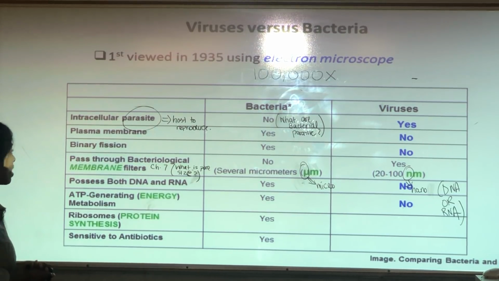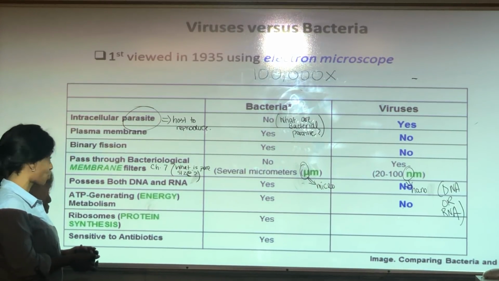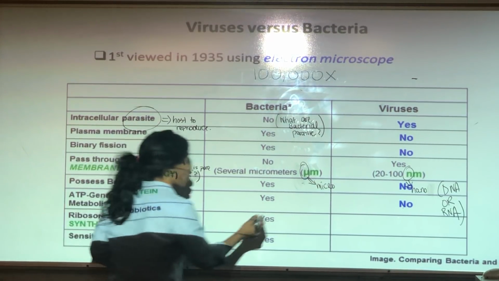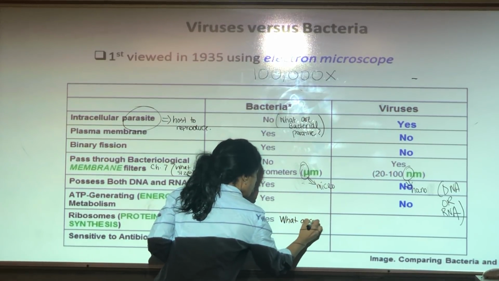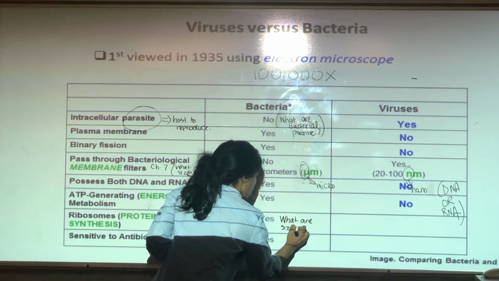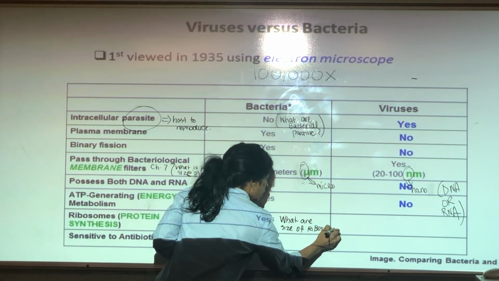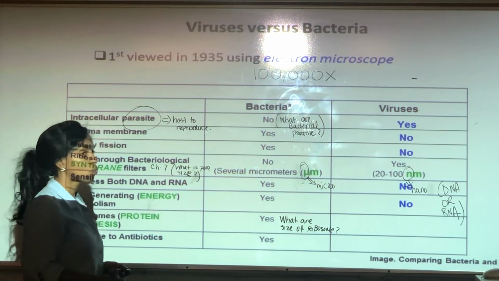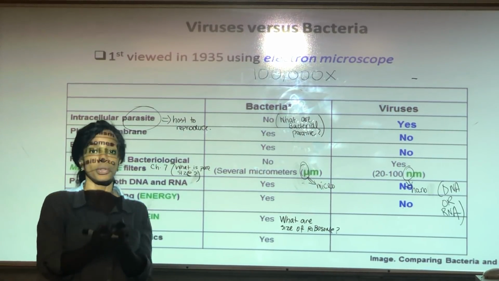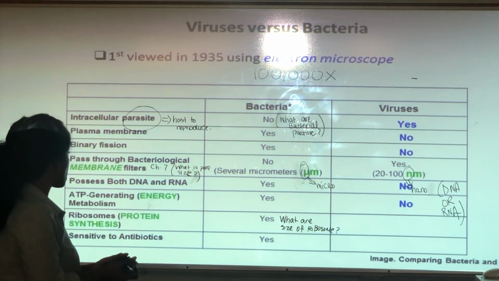Ribosomes. Bacteria have ribosomes, and some of you still don't know the size of the ribosomes. What are the sizes? You need to go back. We have ribosomes in bacterial cells, and also in eukaryotic cells. What is the small subunit, the large subunit? What is the complete structure? You need to know this. This is something we learned from the first exam.